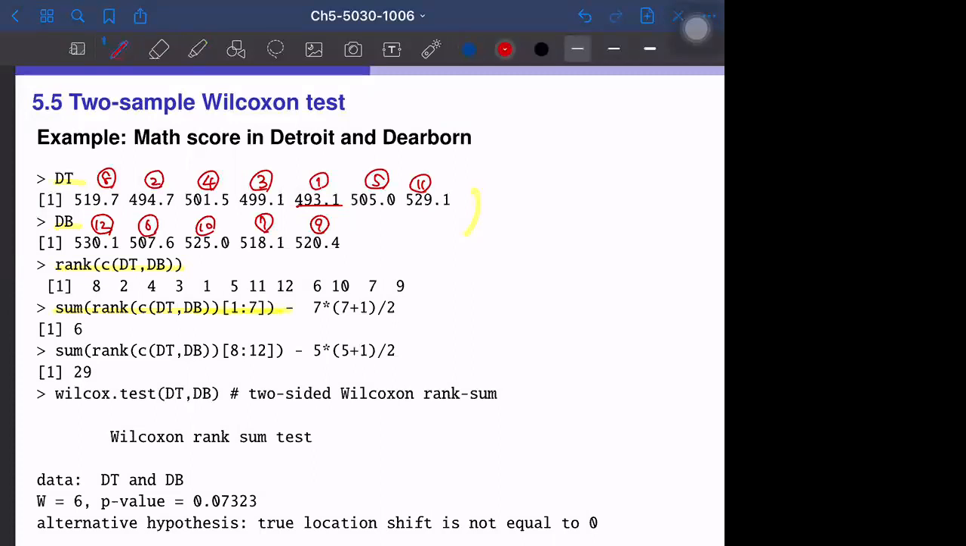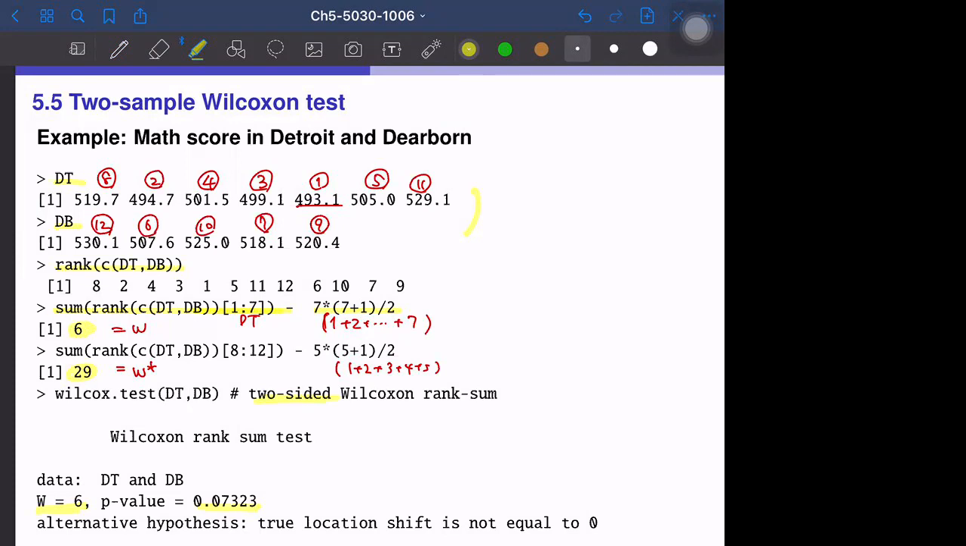So we calculate these ranks and the summation of them. 1 to 7 is for DT, and we subtract this number. So this is basically the smallest possible summation, that is 1 to 7. And the Dearborn smallest possible summation is 1 to 5, so 15. So we calculate this, and Detroit has the statistic W, which is 6. For Dearborn, W asterisk is 29. And the Wilcoxon rank sum test reports just 6, and the p-value is 0.0723. So this is a two-sided test by default.